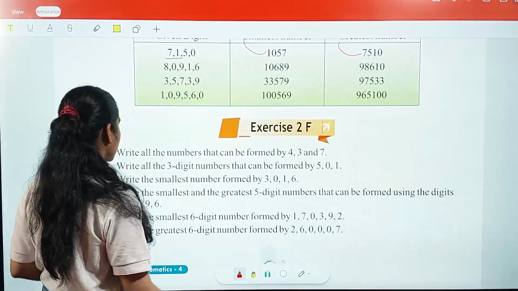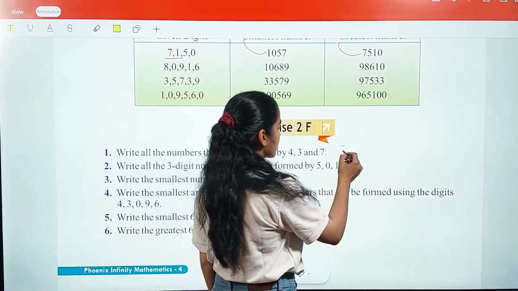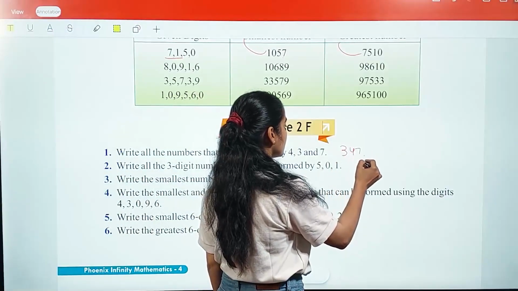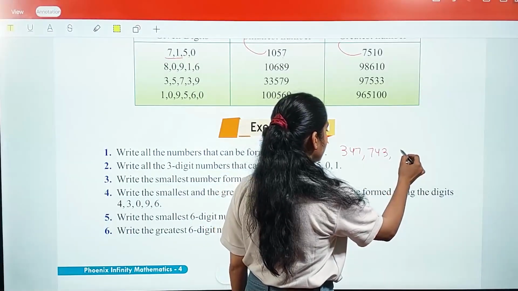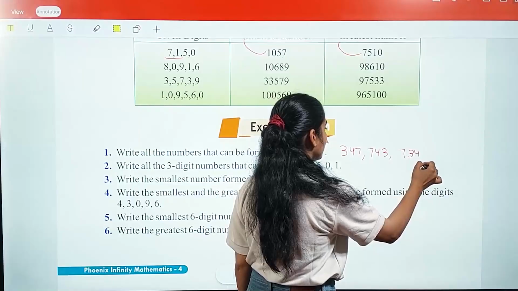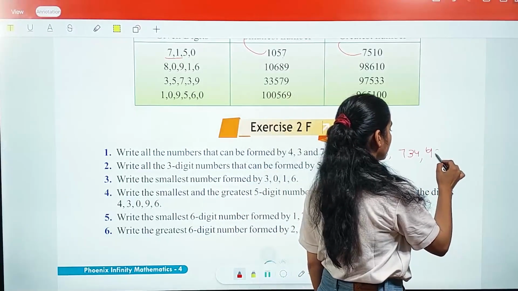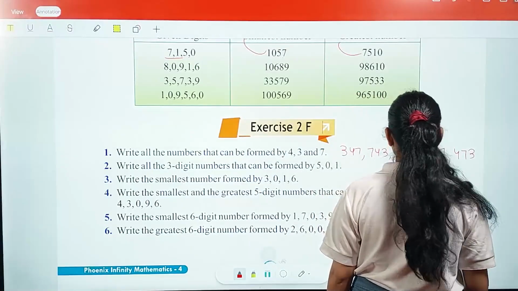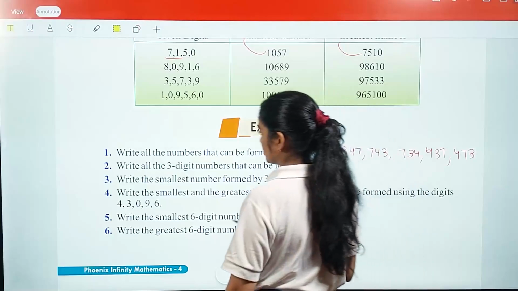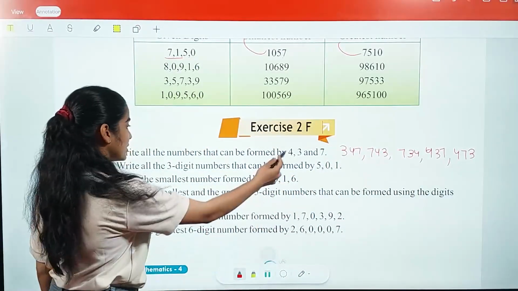So this is your next exercise. Write all the numbers that can be formed by 4, 3, 7. So 3, 4, 7; 7, 4, 3; and 7, 3, 4. Then we have 4, 3, 7; 4, 7, 3. Okay. These are the numbers. You can make all the numbers with the help of these digits.